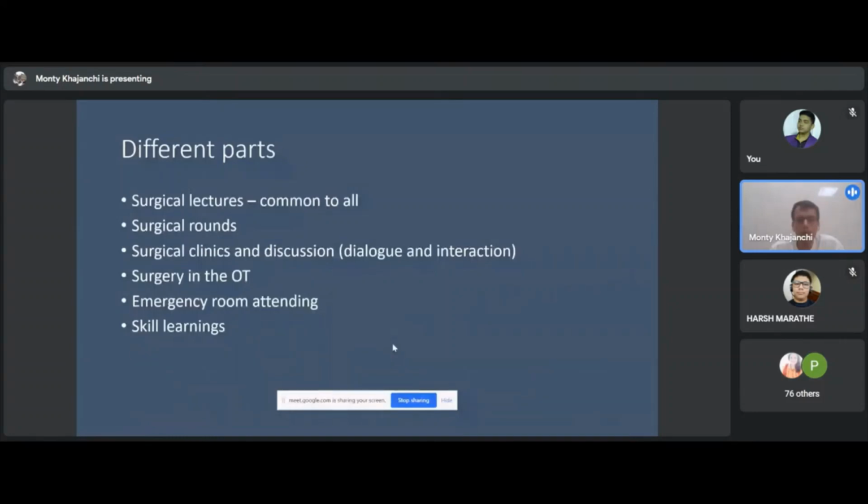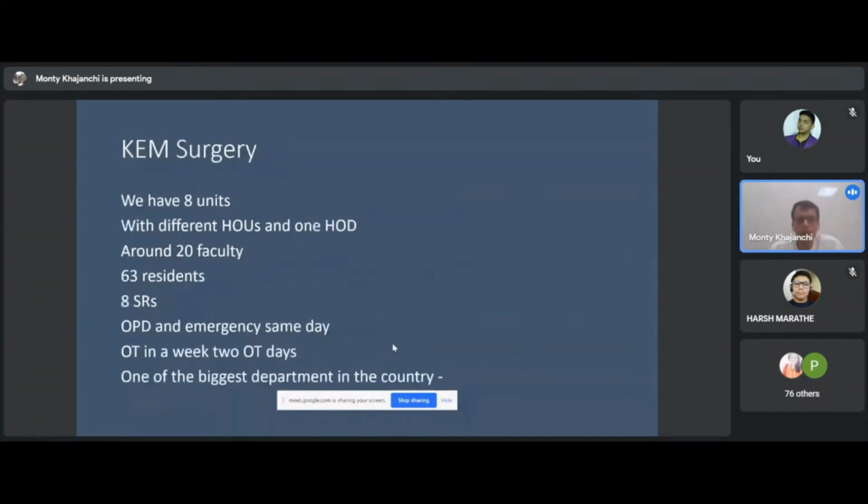So yeah, we'll come to the other aspects: rounds, clinics, discussion, surgery in the OT, what happens, emergency room attending, and skill learnings. So before that, as Shraddha ma'am has said, it's a unit system in big departments. Smaller departments may not have units, or they may have 2 units only, but we have 8 units in general surgery with different heads of units.